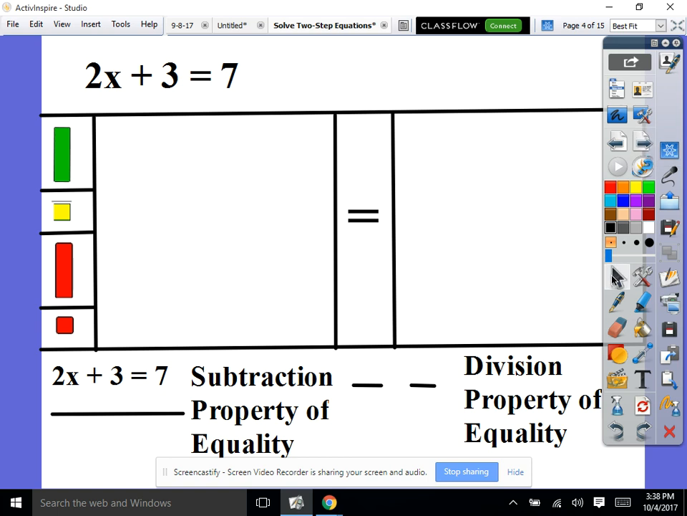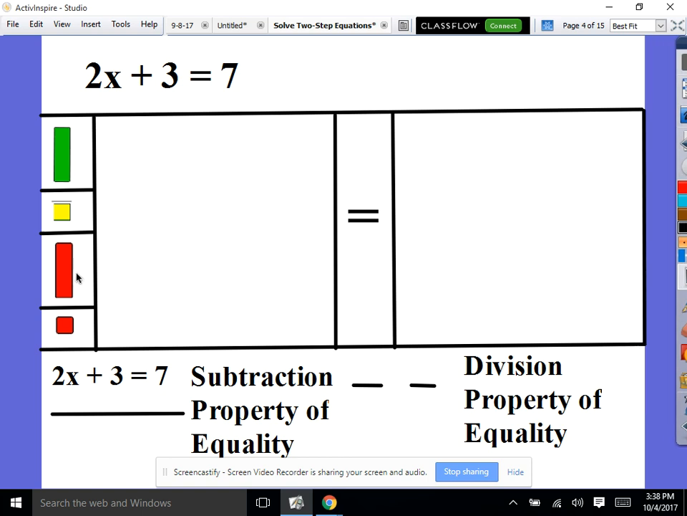All right, so if we wanted to model with the algebra tiles, let's review. Our rectangles are our variable, green for positive, red for negative. And we talked about those terms yesterday, variable and constant. Our constant is represented by yellow for positive and red for negative. So if I wanted to model 2x plus 3 equals 7, I would drag out 2 of the positive green rectangles plus 3 positive little squares, and equals 7. 1, 2, 3, 4, 5, 6, one more, 7.